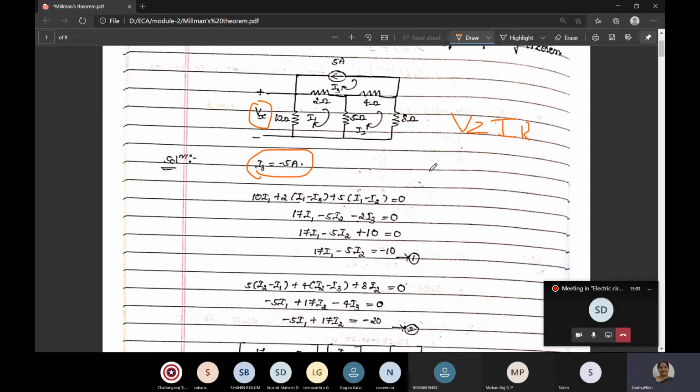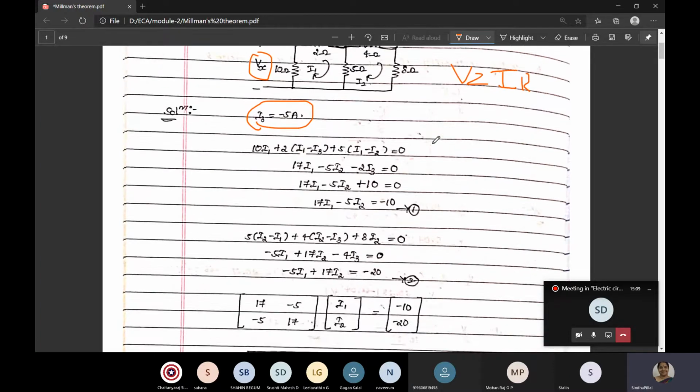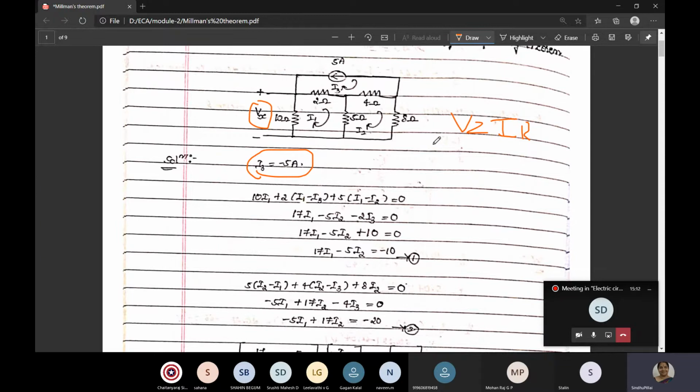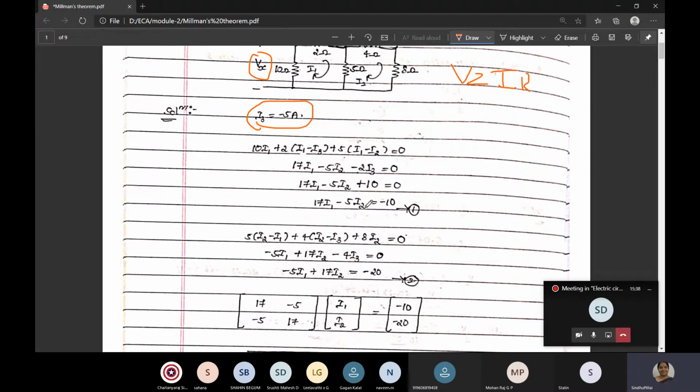We are left with two loops and two unknowns, that is I1 and I2. So write the loop equations. In mesh analysis, we just write the KVL, that is, we write voltage in terms of current and resistance. First it is 10 into I1 plus 2 into, in this resistor we have two currents, so it is I1 minus I3, plus 5 into I1 minus I2 is equal to 0. So separate all the I1, I2 and I3 terms. Since we know I3, substitute I3 is equal to minus 5 and we'll get two equations for I1 and I2. Make a determinant of it and find out the unknowns I1 and I2.